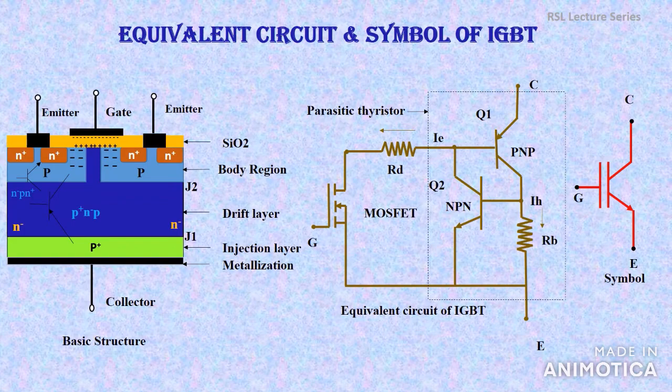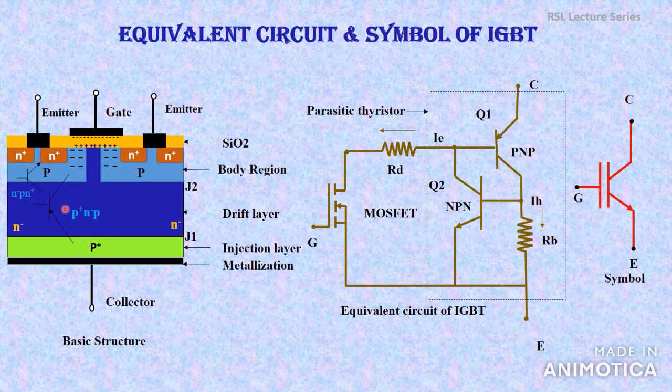Next we'll discuss the equivalent circuit and symbol of the IGBT. This is the symbol of the IGBT. The IGBT has three terminals: a collector, a gate, and an emitter. If you see the basic structure, which we've already discussed, the front portion is similar to that of a MOSFET. That is, the gate has no direct contact with the substrate. In between the gate and the substrate material, there is an insulating layer, so it will exhibit the property of a capacitance.